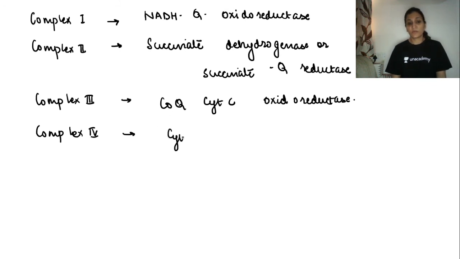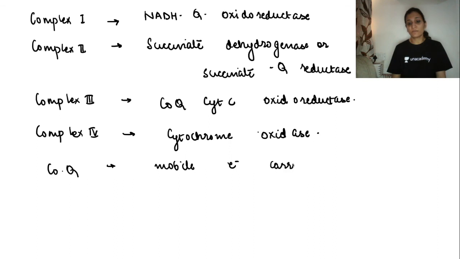Consists of cytochrome oxidase. And the two intermediary acceptors, that is, the mobile electron carrier, and its place is not fixed.